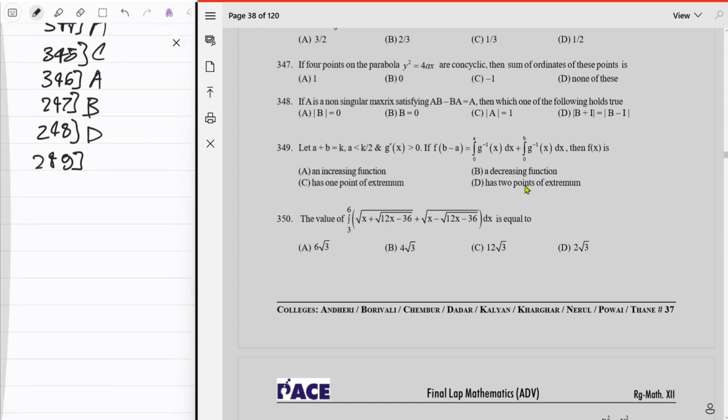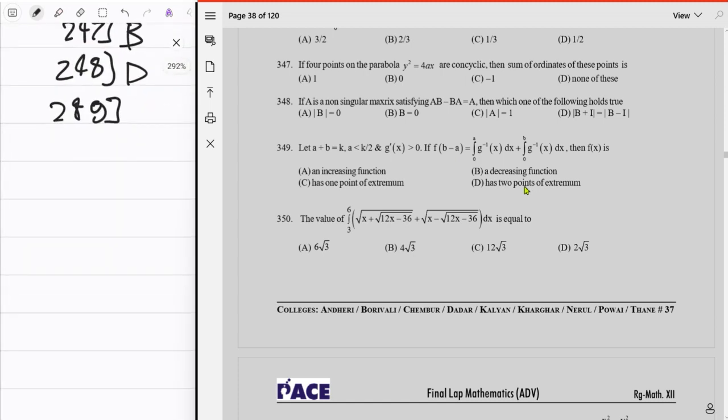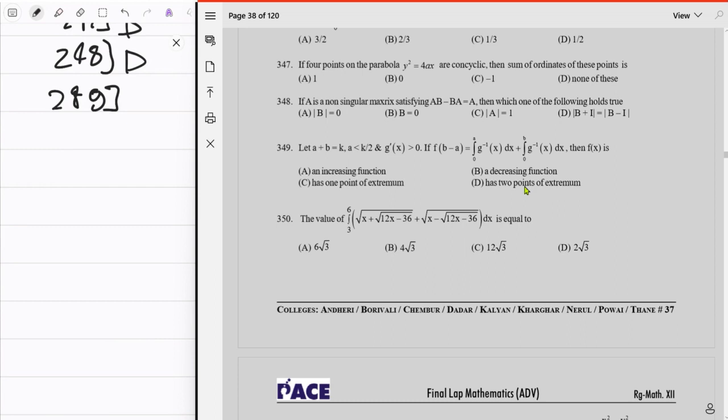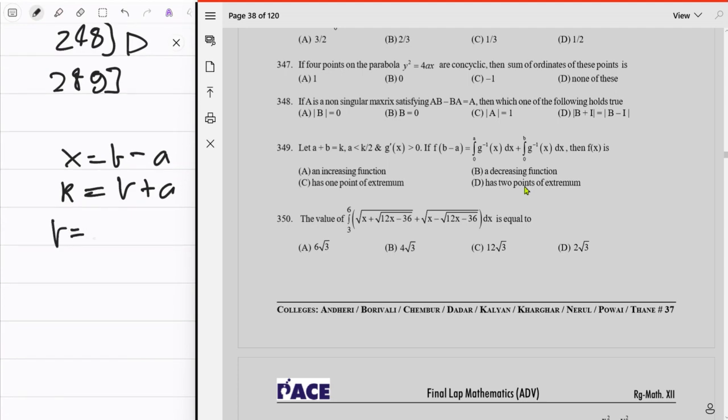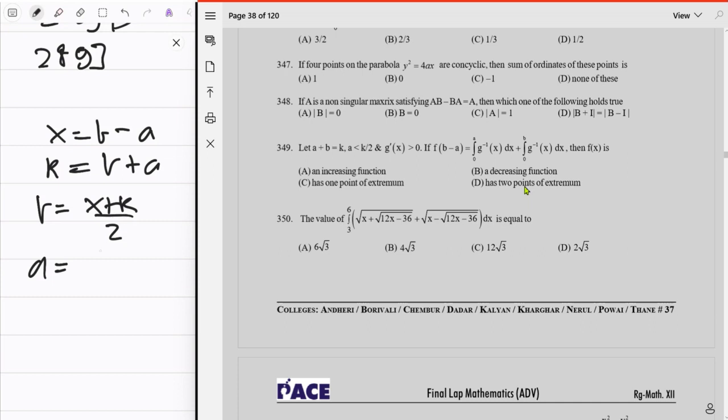Okay, then just take its derivative with respect to, first of all just do with respect to b minus a. That's not good. Okay, let's just say x is equal to b minus a. Let's see what happens. x equal to b minus a, and of course k is equal to b plus a, so b is equal to (x plus k) upon 2, and a is equal to (k minus x) upon 2. Just put that in there.